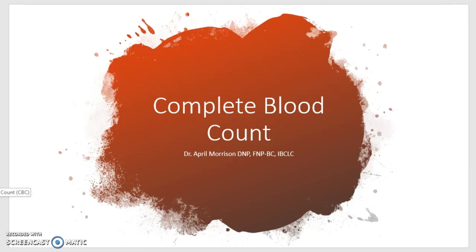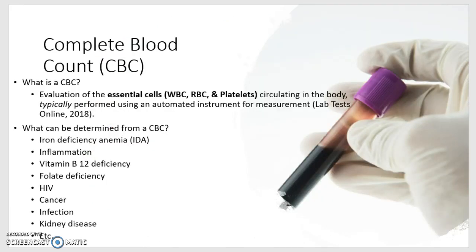Before we get started, let's just see what even is a CBC, or complete blood count. Essentially, I want you guys to understand we're actually looking at three basic cells: the white blood cells, red blood cells, and the platelets. Everything else on your CBC really tells you about the condition or the health of those cells. So keep that in mind. So WBC, RBC, and platelets.